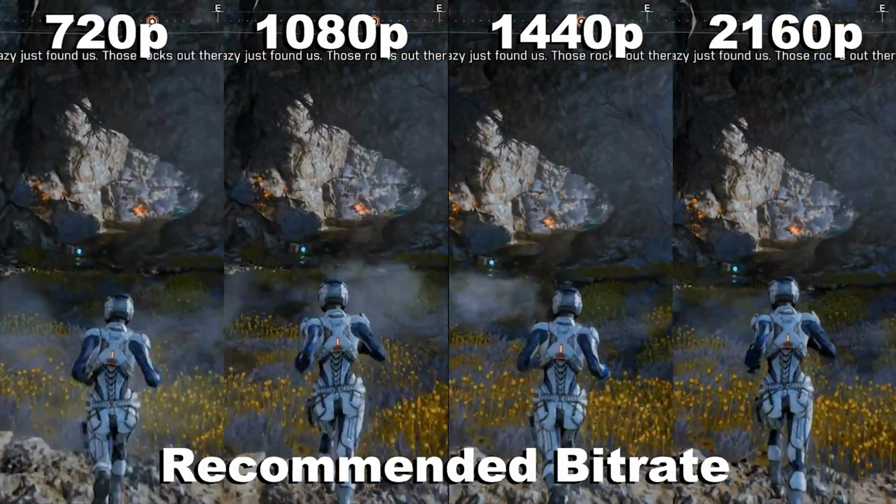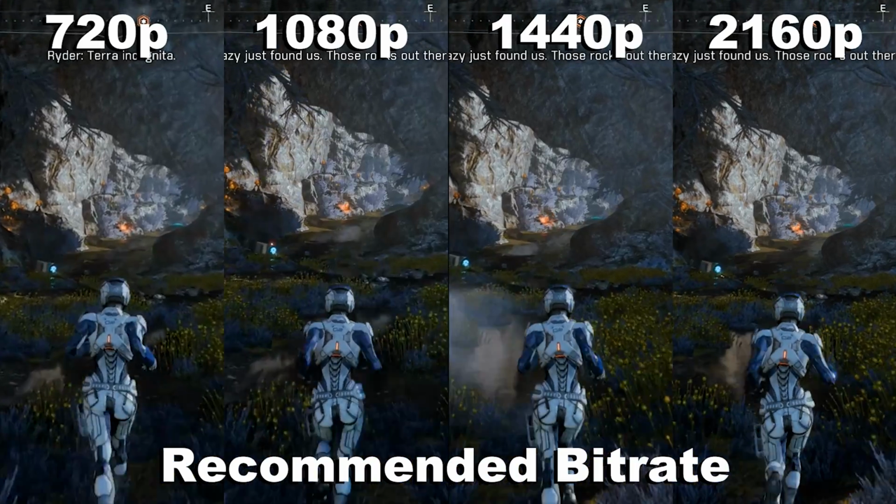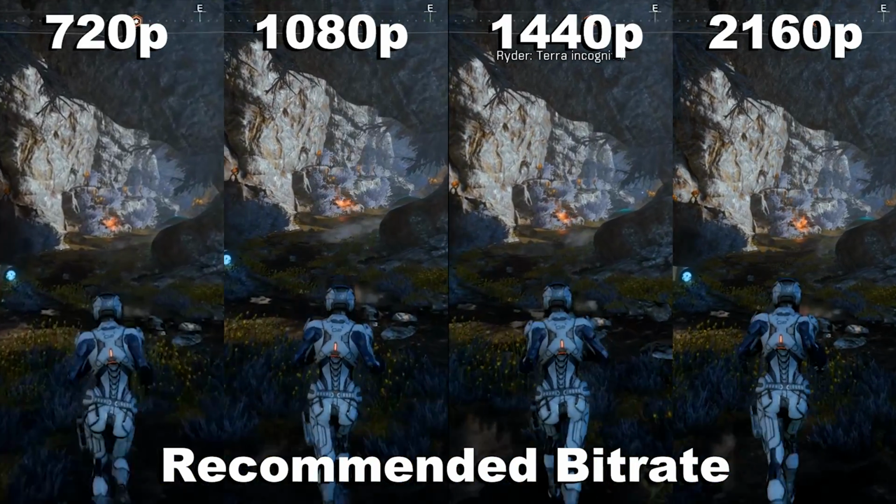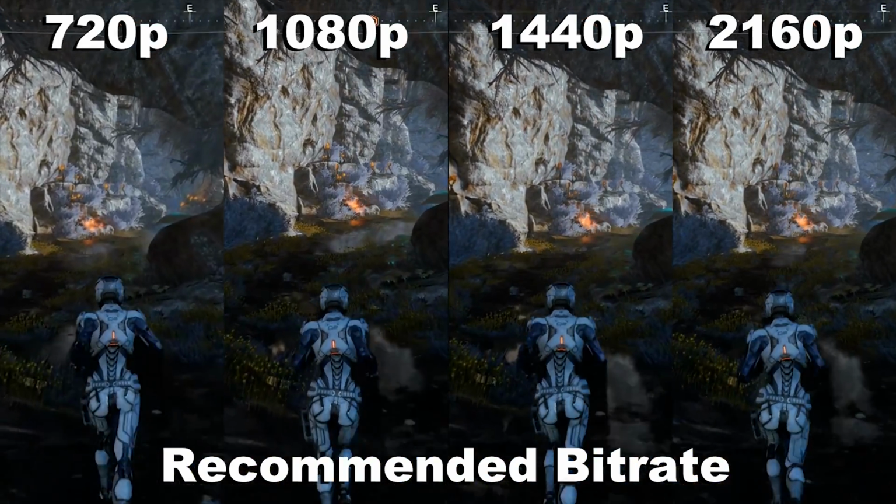Next, we're going to take a look at Mass Effect Andromeda. Same thing. Different game, much better looking game than Skyrim.